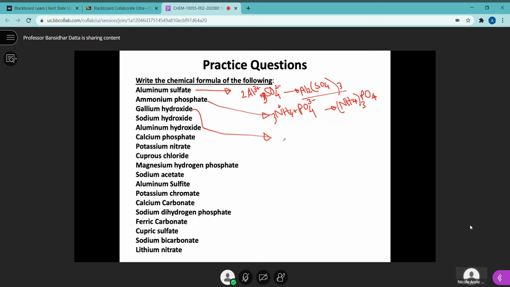Is it Ga(OH)3? Excellent. Or you have to say the parentheses also. Oh, yeah, OH. That's correct. That's absolutely right. How did you get it? Ga is 3 plus and OH minus is 1 minus, so 3 times 1 minus is 3 minus. That's right. Gallium hydroxide. Excellent.